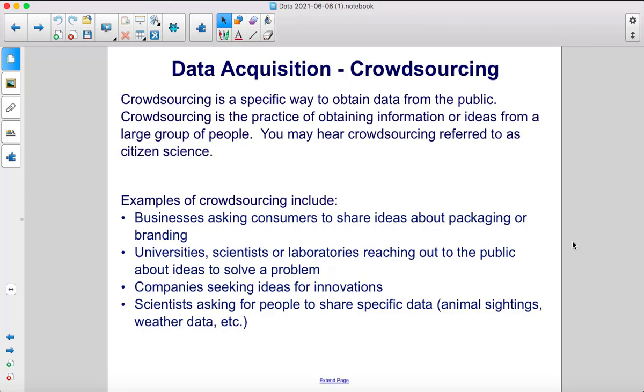Examples of crowdsourcing include businesses asking consumers to share ideas about packaging or branding, universities, scientists, or laboratories reaching out to the public about ideas to solve a problem, companies seeking ideas for innovations, and scientists asking for people to share specific data, like animal sightings or weather data.